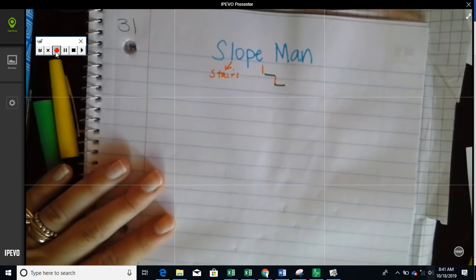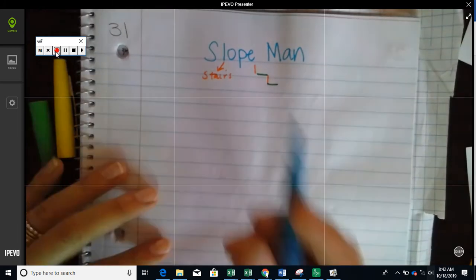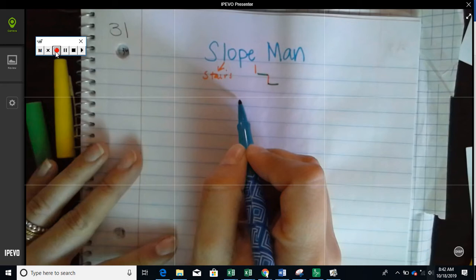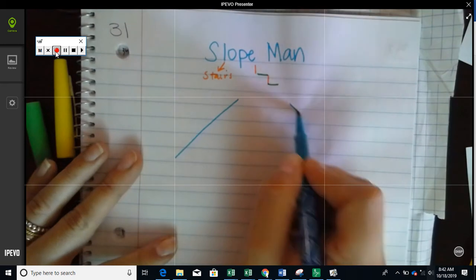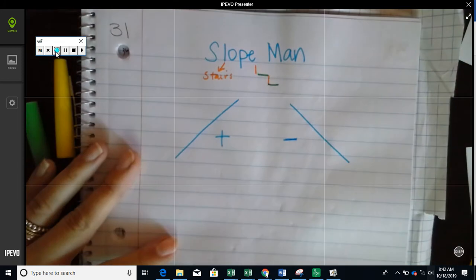Back to the table. Here's a couple of ways that you would know this. So here is Slope Man. It's basically the face of a man. Hopefully you'll see it. A man kind of winking.